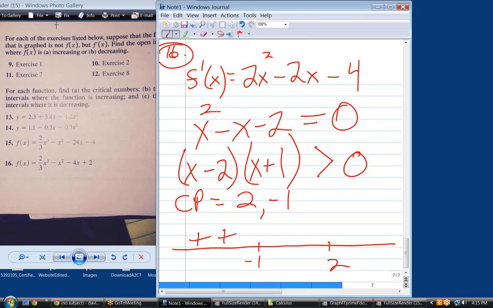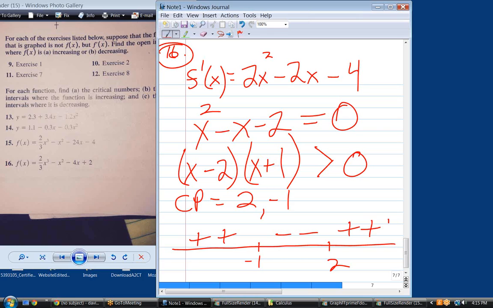And then in between them, let's see. 0 is a real good number to use if it's in between your two numbers. Okay. So then it would be negative in between. Okay. And to the right of 2? To the right, it'll be positive.